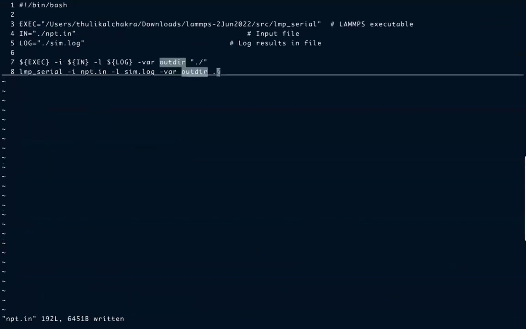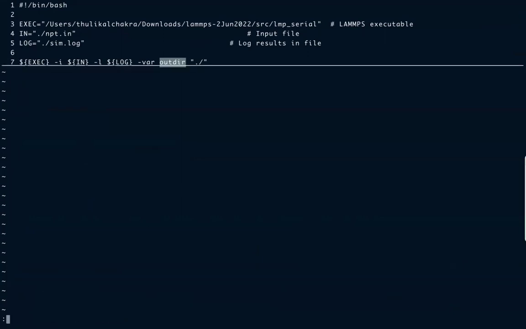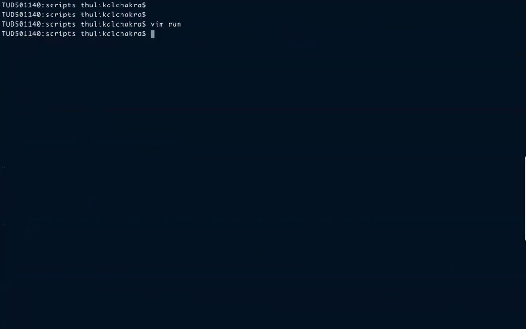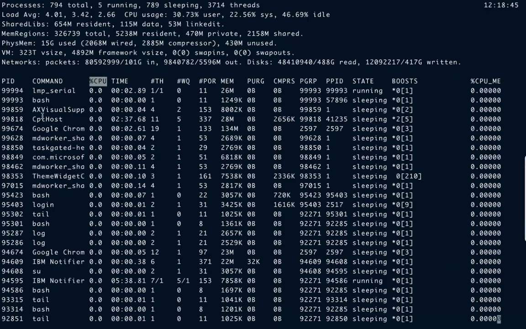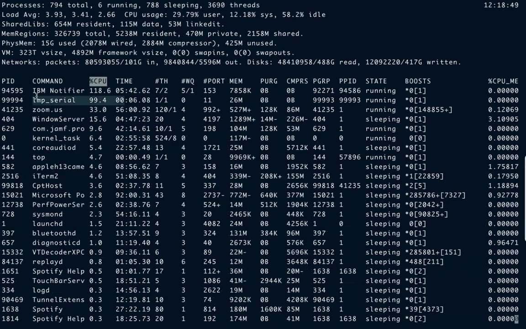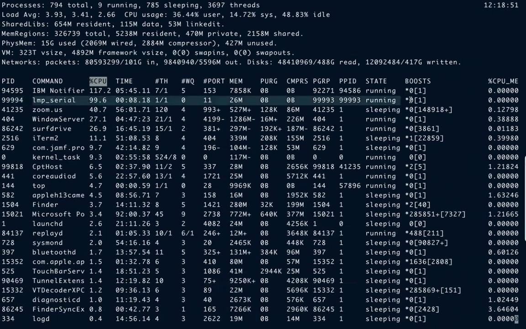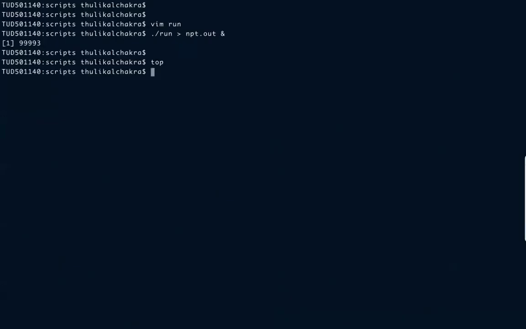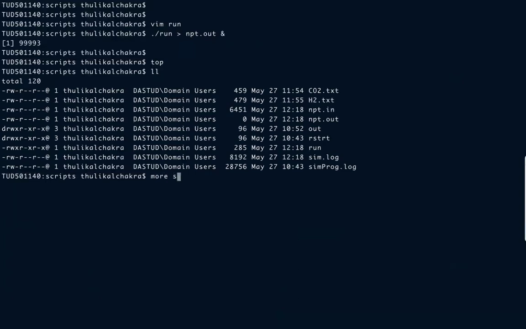All right. Now we can run this. That was just to show you how the line will be read by the bash script. Now we say run, and I just say npt.out, and then I put it in the background. So now it's running in the background. You can make sure that it's actually working, and you see that there is the lmp_serial working here.